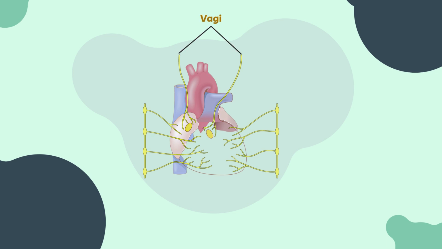The vagus nerves to the heart are parasympathetic nerves. This is the AV or atrioventricular node. This is the SA or sinoatrial node. This is the sympathetic chain. The pumping effectiveness of the heart also is controlled by the sympathetic and parasympathetic or vagus nerves, which abundantly supply the heart.